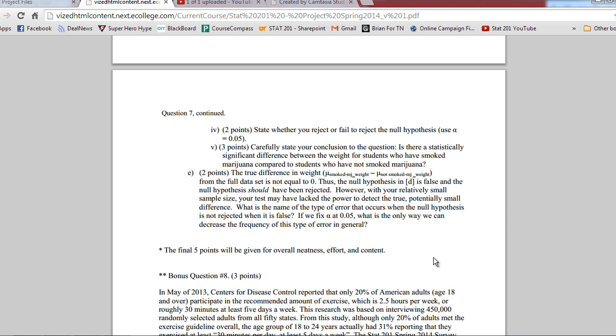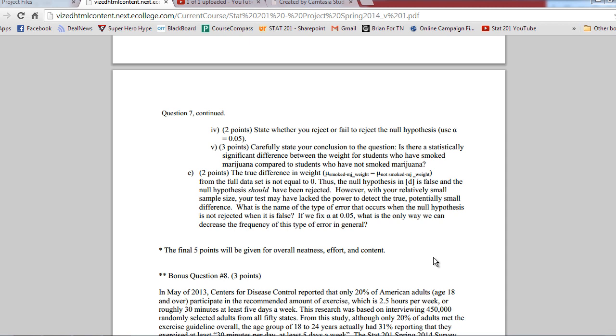What is the name of the type of error when the null is not rejected but it is false? So if you're in my class especially, the null is not rejected but it's false. That is a false negative. It's like going to the doctor and they say, oh, you do not have the bubonic plague, but you do. Your test results come back negative, but they should have been rejected. This is a false negative. We did not reject the null.